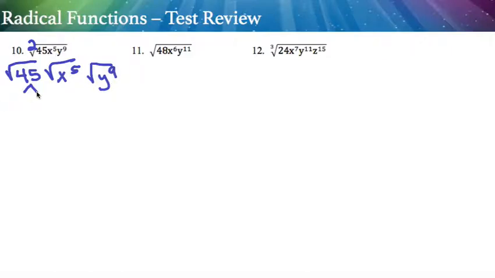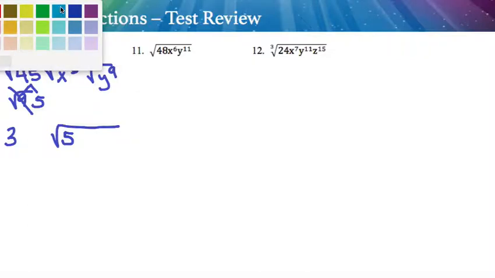Okay, inside of 45 is a 9 and a 5. So if I take the square root of 9, that is 3. That one's the one that's going to come out, and the one that's going to stay in is the 5. Okay? All right. How about if we do the x's?